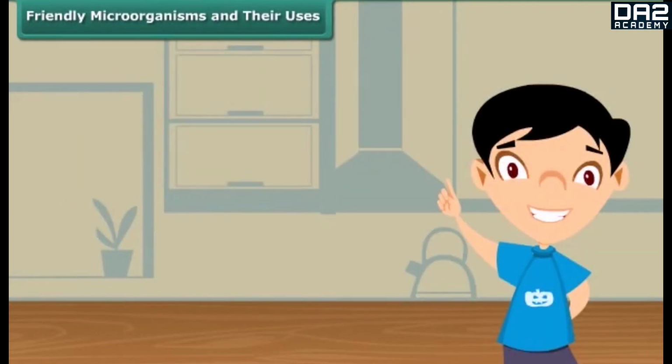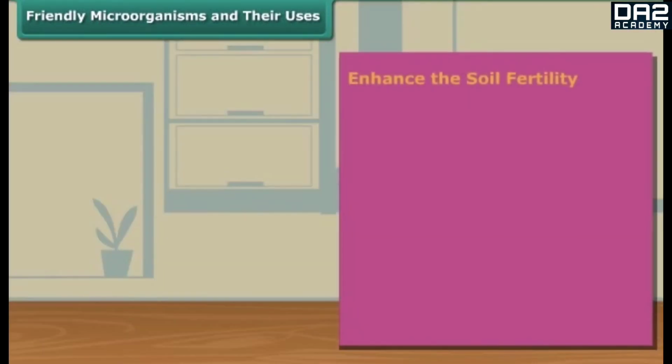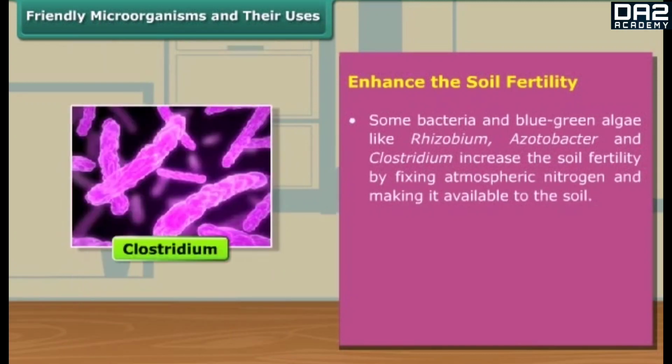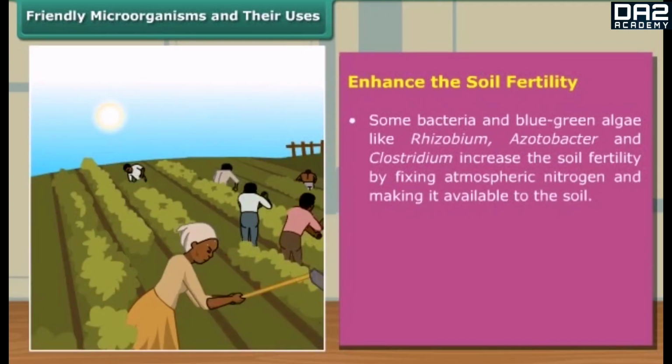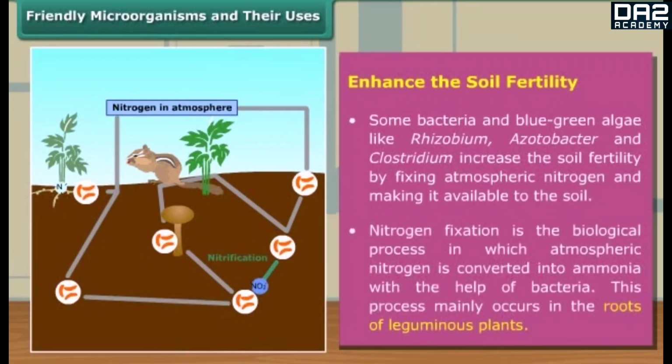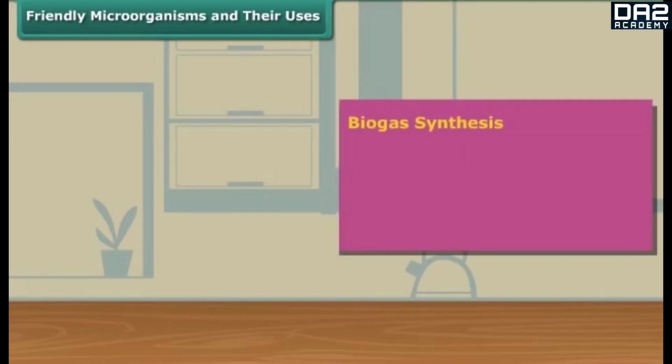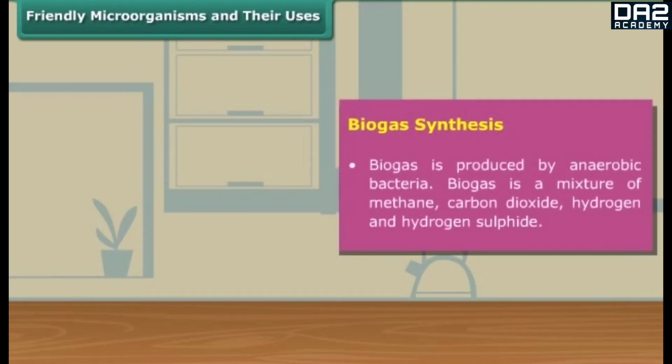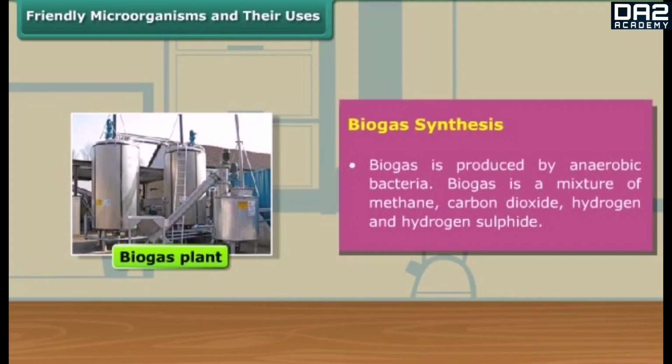Now let me tell you what other benefits are provided by useful microorganisms. Some bacteria and blue-green algae increase soil fertility by the atmospheric nitrogen fixation process. Nitrogen fixation is the biological process in which atmospheric nitrogen is converted into ammonia. There are other friendly anaerobic bacteria that are used in the synthesis of biogas. Biogas is a mixture of methane, carbon dioxide, hydrogen and hydrogen sulfide.